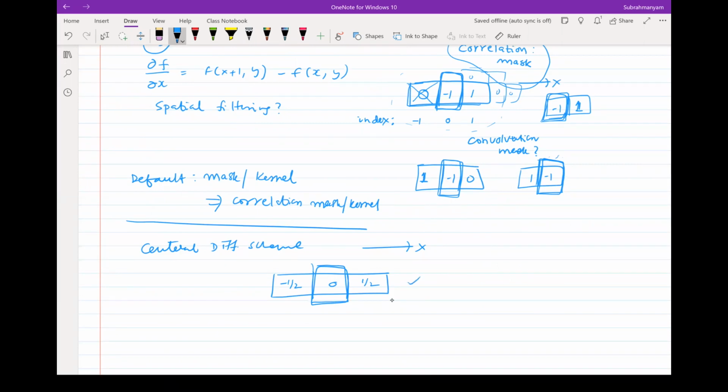Again, I strongly recommend you keep a box here to identify the origin when you are marking it this way. So this is your origin, and at least the mask shape is symmetric, if not the values, right? You have two non-zero values, so that way it is symmetric.